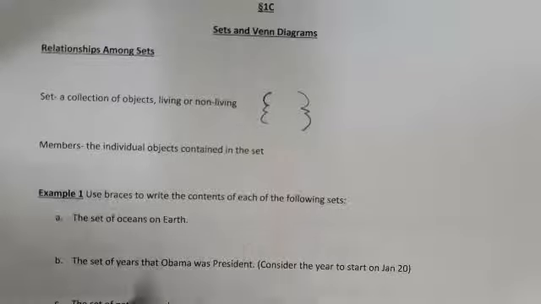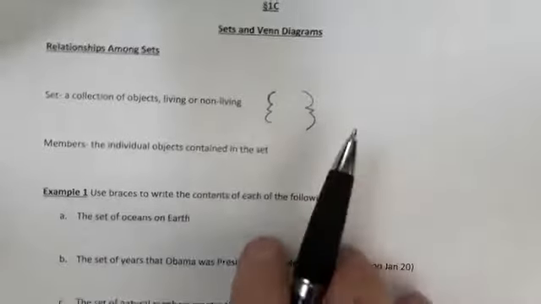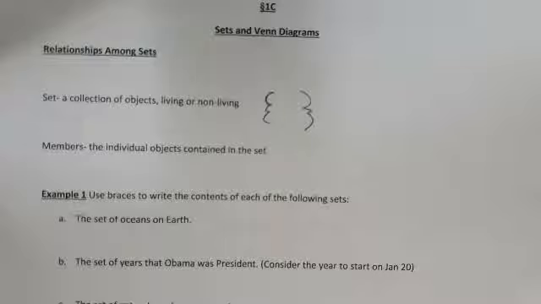When we talk about sets, we'll typically put braces to denote we're talking about a set. The other thing that's defined there is members. Members would be the individual objects within the set. So the general thing I could say is the set of people in the classroom, and then the members would be each student within the classroom, right?